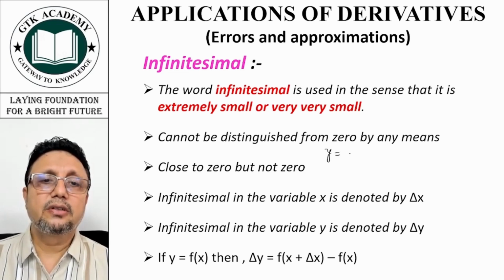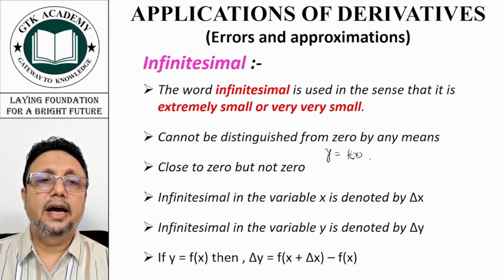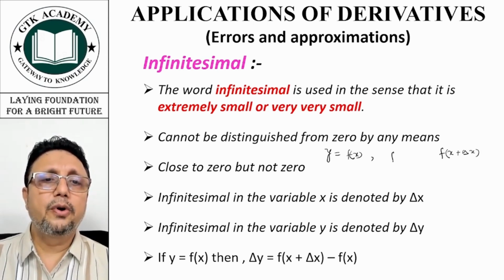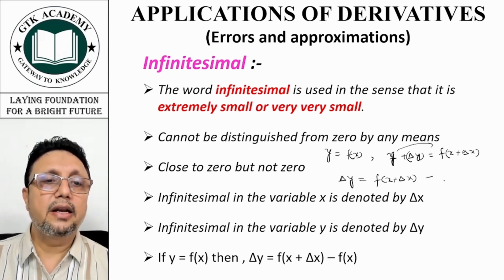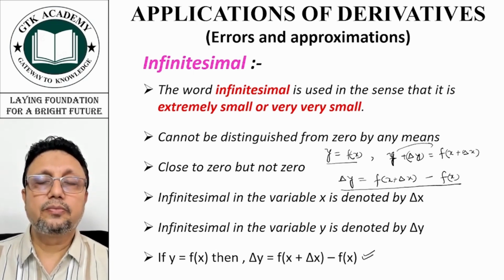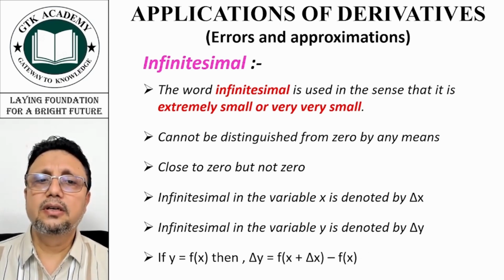Say y is equal to f(x). That means a small change in x, x plus delta x, will produce a small change in y. That means delta y is equal to f(x plus delta x) minus y, but y is equal to f(x), so we write f(x). That's how we write this expression. Hope I am clear with this.